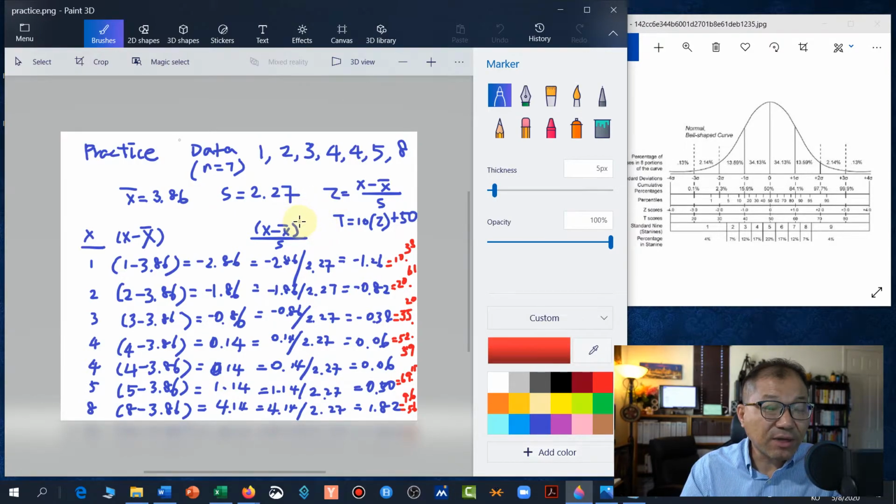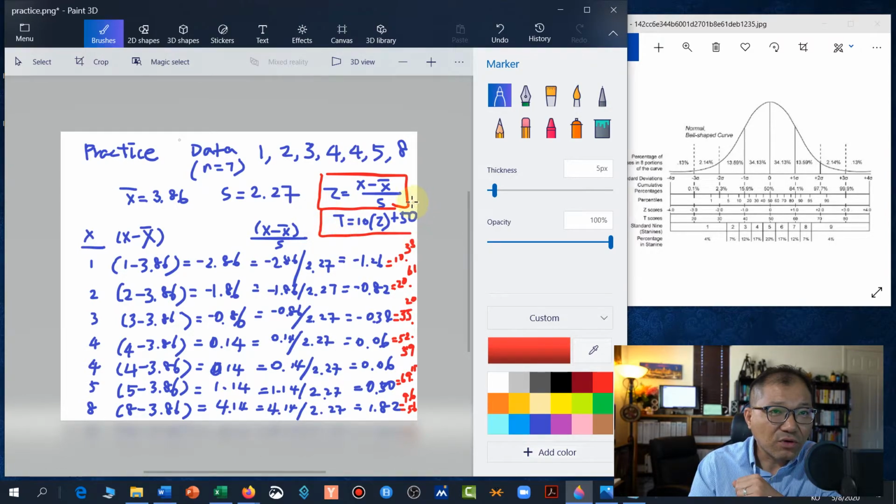But from now, I'm not going to ask you to calculate mean and standard deviation by hand. Everything will be given for you to be able to calculate z-scores. So I want you to pay close attention to how to calculate z-scores right there. Z-score. Once you have a z-score, you can calculate your t-score as well, right? So here, let's practice how to calculate z-scores. You have 7 numbers that I already wrote down for you. 1, 2, 3, 4, 4, 5, 8.